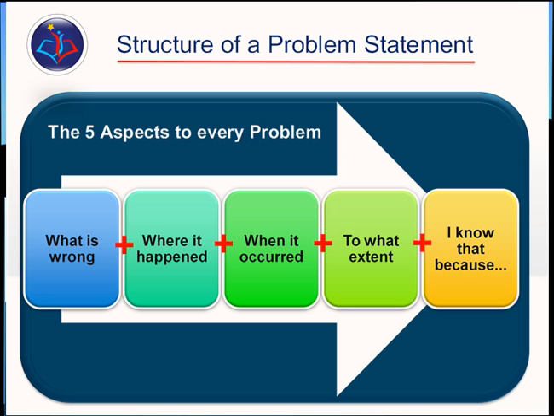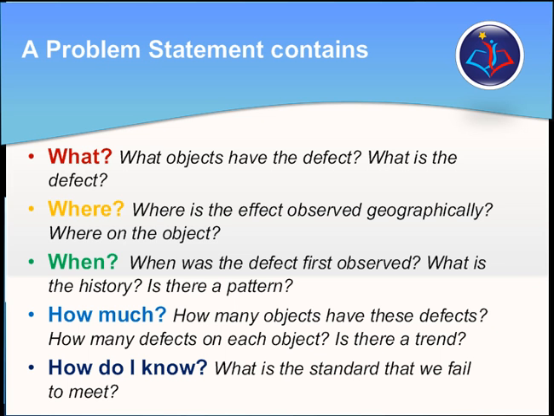There are 5 aspects to every problem, and this is how you will structure your problem statement. You define what is wrong, where it happened, when it occurred, to what extent this is a problem, and you define, I know that because. Each problem statement has to contain the what. In other words, what objects have the defect? What is the defect? You look at where that defect has been observed geographically or even where on the object.